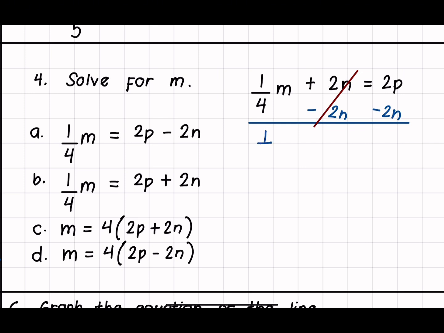So 2n minus 2n will be cancelled. Bring down 1/4 m is equal to 2p minus 2n. Okay.